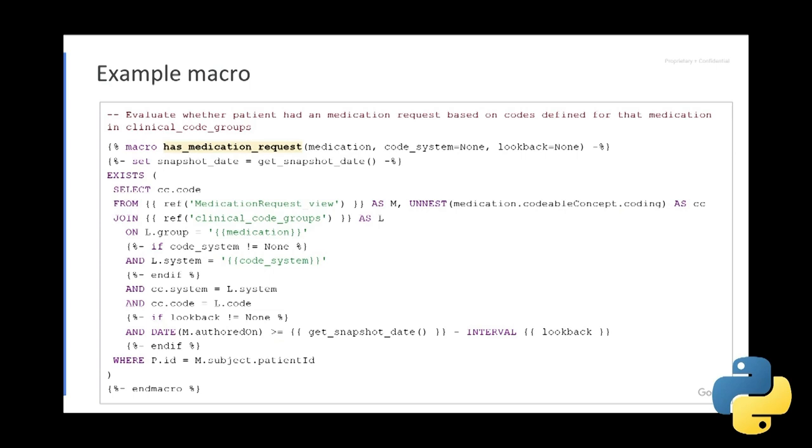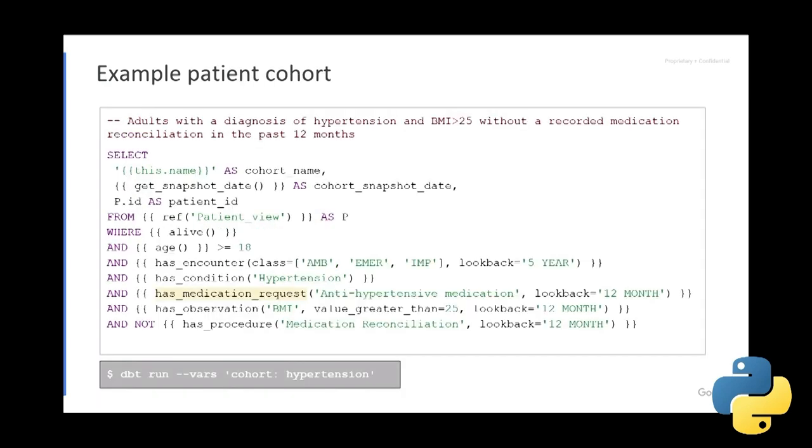So now that we've pulled this out into a macro, we can use this whenever we want to ask that question, for example, when we're constructing a patient cohort. Here we have a SQL query that's trying to extract patient IDs meeting certain criteria. What would have previously, without dbt, been a pretty long and complex query is now about 10 lines of pretty repeatable and very readable code. We can see our has medication request function there.